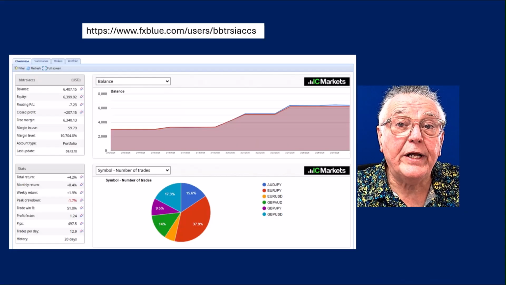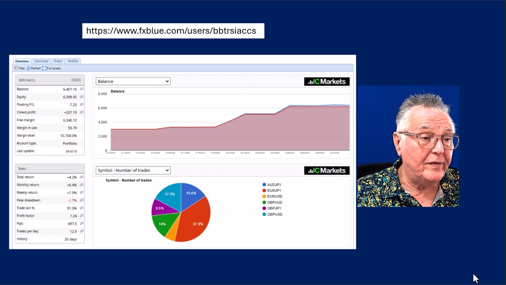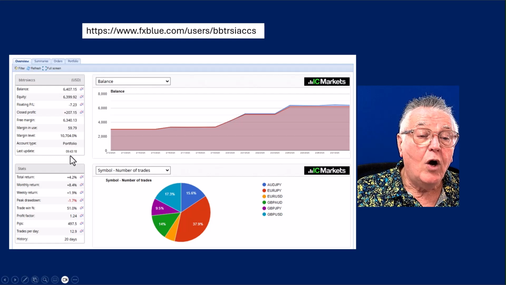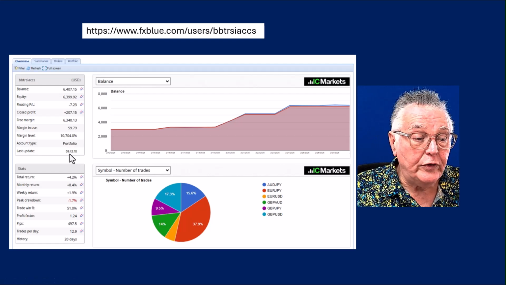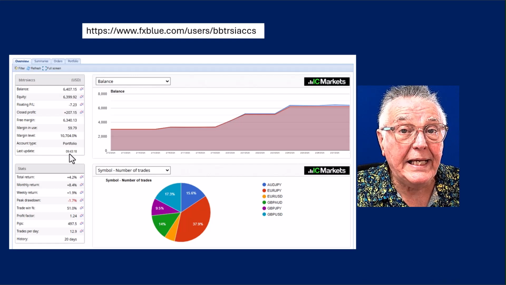At the same time, what I do then is I also create an FX Blue portfolio, and here is the portfolio. It has all the 20 test accounts on it, so I can actually monitor the results of each of those test accounts using FX Blue. So that's how you set up your EA testing.